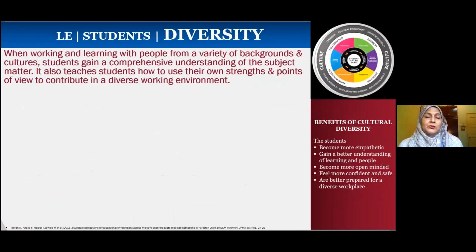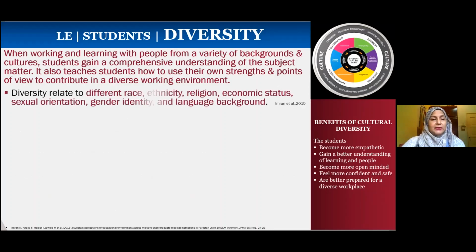The diversity of the student is a newer issue in which people are moving very, very rapidly from one place to another, and that changes the whole dynamics of the university. So when working and learning with people from a variety of backgrounds and cultures, students gain a comprehensive understanding of the subject matter. It also teaches students how to use their own strengths and points of view to contribute in the diverse working environment. The diversity relates to different races, ethnicity, religion, economic status, sexual orientation, gender identity, and the language backgrounds.